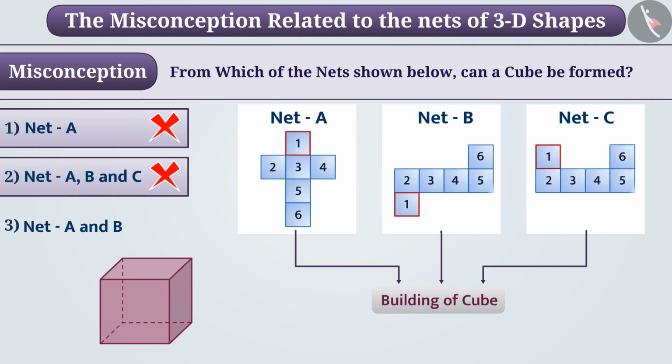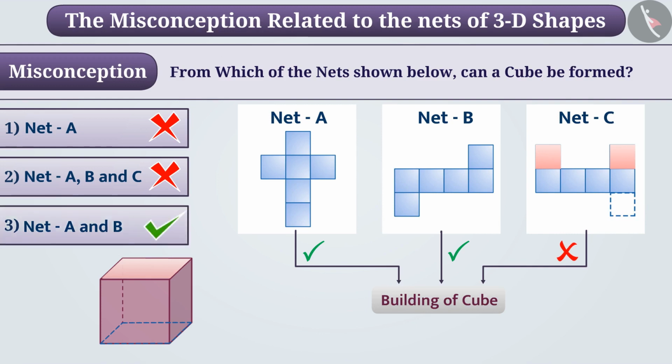Here there are 6 square faces in each net. But if we imagine, only net A and net B can build a cube. If we talk about net C, then these 2 faces come on top of each other and the space of one face remains empty. Therefore, a cube cannot be formed from net C. That is, option 3 is the correct answer.